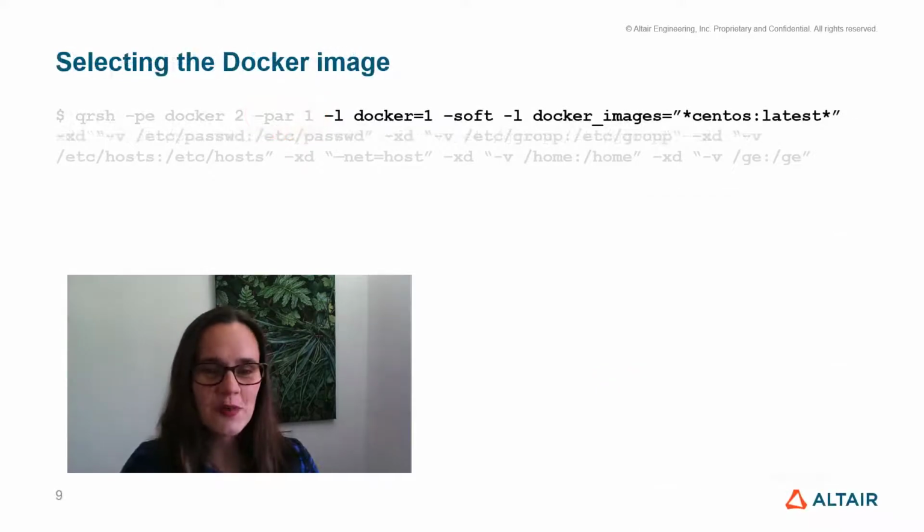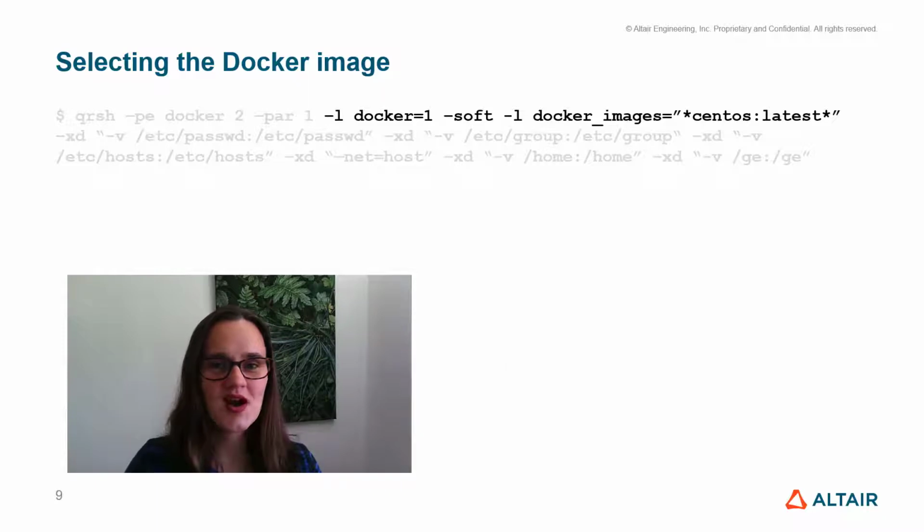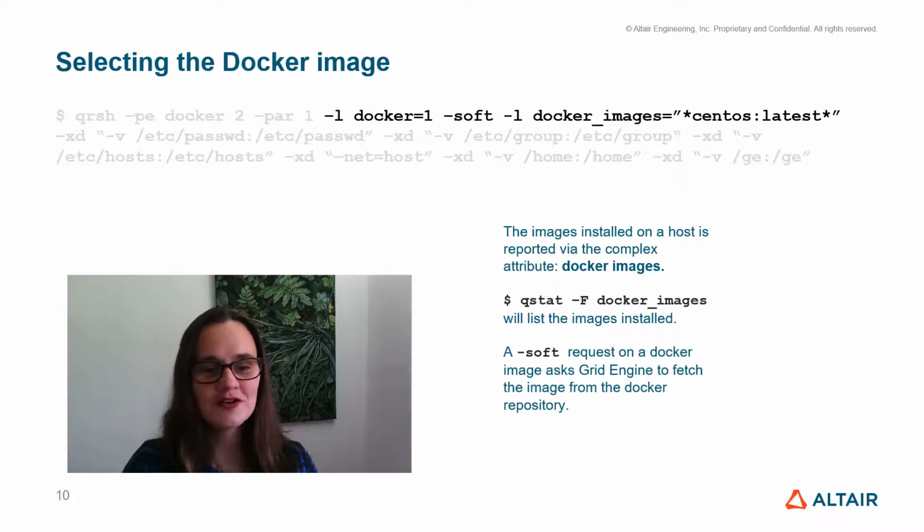The next part of the command is about selecting the Docker images. The first command, docker=1, tells Grid Engine that this is a containerized job. The next, docker_images, selects the Docker image that I want to use. You can run the command qstat -f -F docker_images to list the images installed. You'll notice the extra argument -soft. This tells Grid Engine to fetch the image from the Docker repository if it's not already installed on the machine. Once it's been fetched the first time, it'll be cached on the machine.